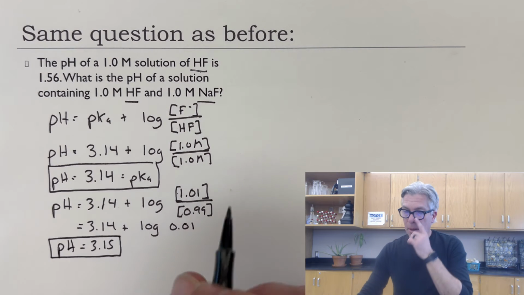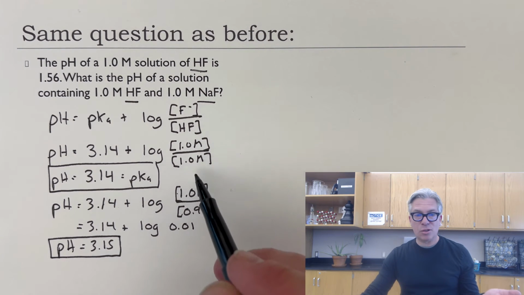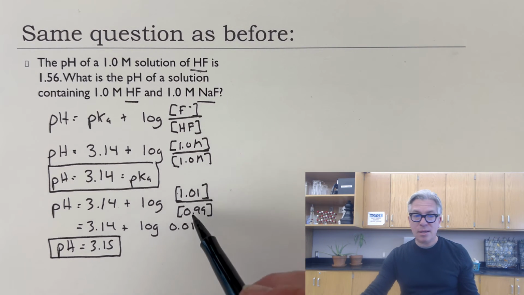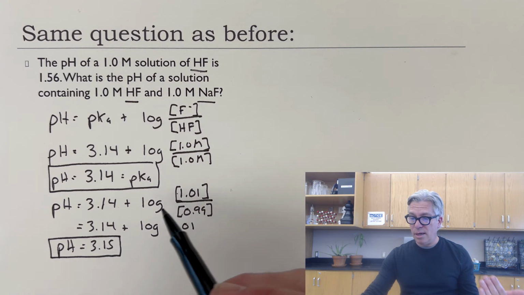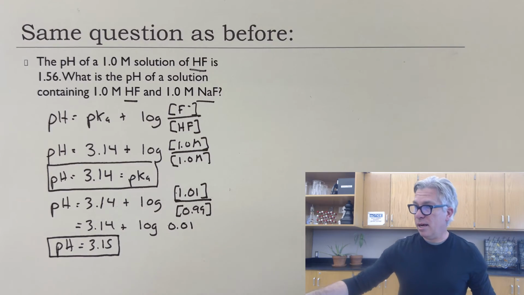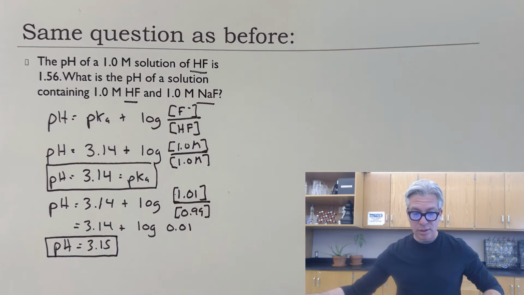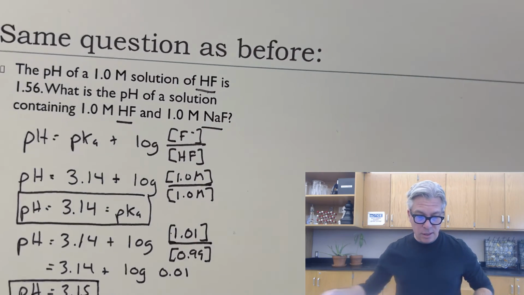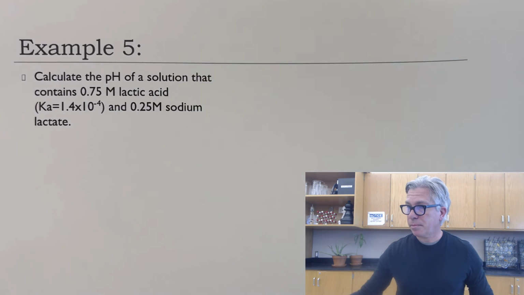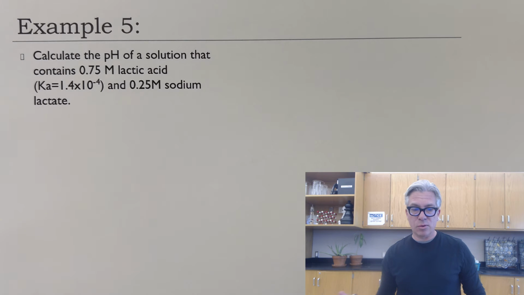So you can use this. It's easiest to use if these concentrations are the same, but if they're not the same, it's okay. Just plug them in, take the log of that ratio, and add it to your pKa value, and you have your pH. So it's a beautiful equation. It's wonderful. Like I said, you'll probably be given that equation on an exam. All right, let's look at another quick example, and then we'll have a pause-the-video moment.